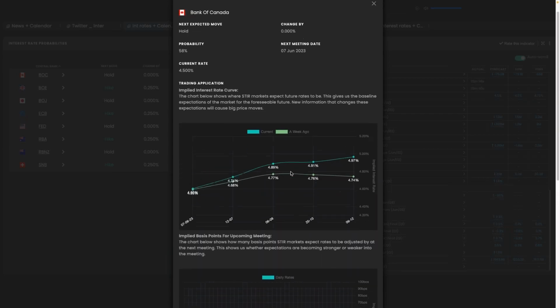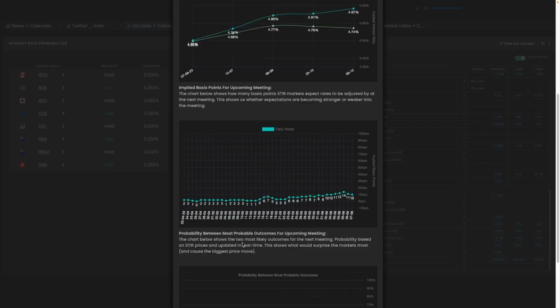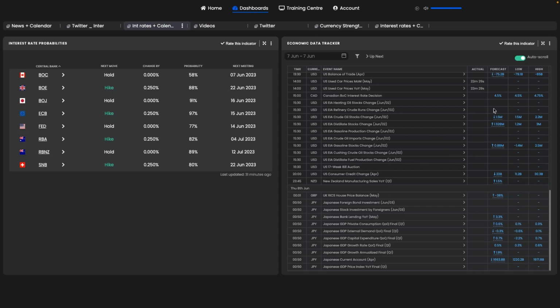That gives me confidence to either buy the Canadian dollar if we see a hike, or sell the Canadian dollar if we see no change. So that's really helpful. And we see that the economists are also reflecting that pricing. So there's nothing from the economists to change those expectations.